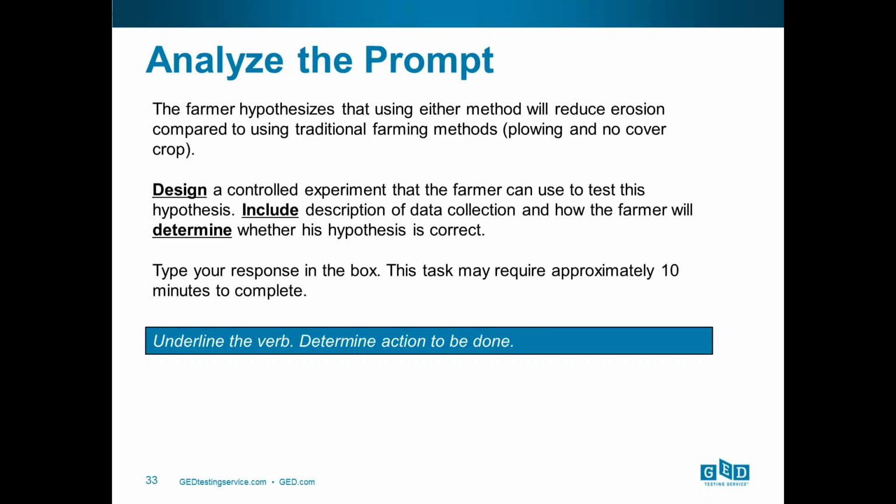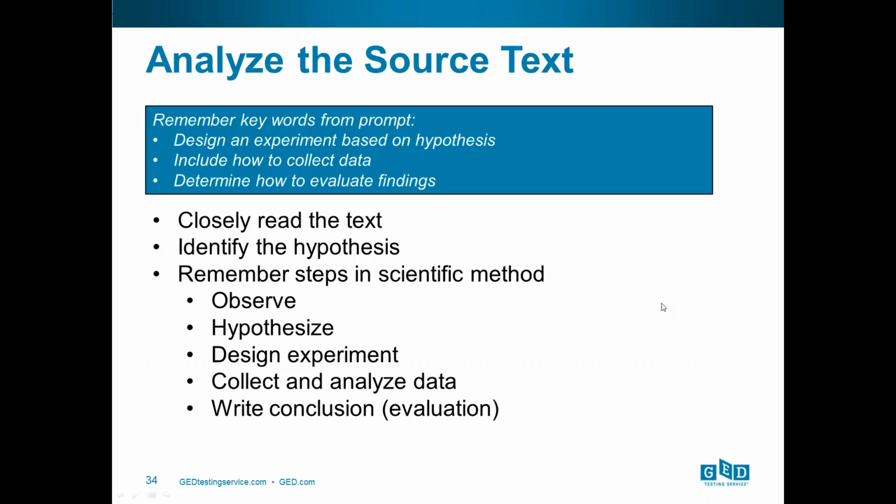So, first steps first, we want students to unpack that prompt. Analyze what they're to do by looking at those verbs. And when I look at those verbs, it shows me very clearly that I need to design a controlled experiment. I need to include the data collection description, and I need to determine whether the hypothesis is correct or not. Then I need to look at those keywords from the prompt. And I need to think to myself, okay, what kind of experiment would I design? How would I collect the data, and what data would I collect? And how would I evaluate whether it's correct or not?